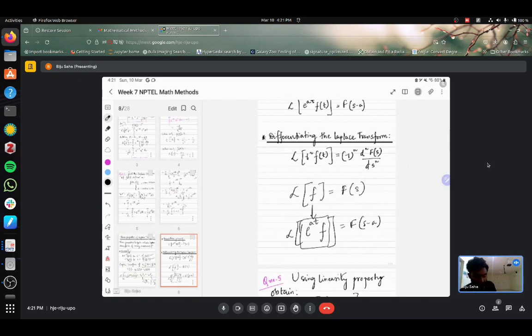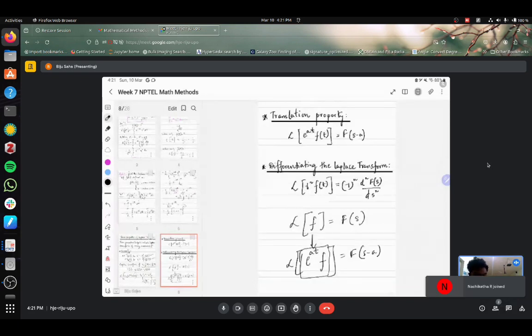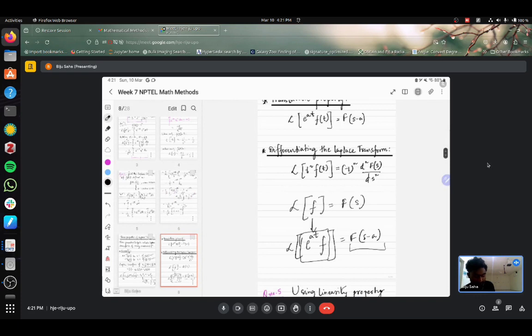So that is the translation property, because we are shifting my Laplace transform of the original function by a distance a. So that is about the translation property. Next is the differentiation property, what we obtain when we differentiate the Laplace transform.